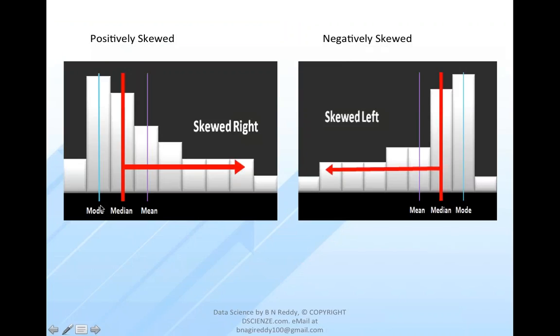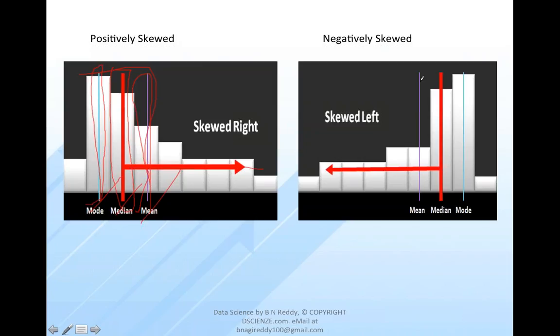In any data set, as we discussed in descriptive analytics, we have mode, median, and mean. The median is the middle value of the data set. The mean comes after the median, and the mode comes before the median. If you find the data like this, then it's skewed right. This is called positive skewed, because you have all the values here itself, and the rest of the values are there.